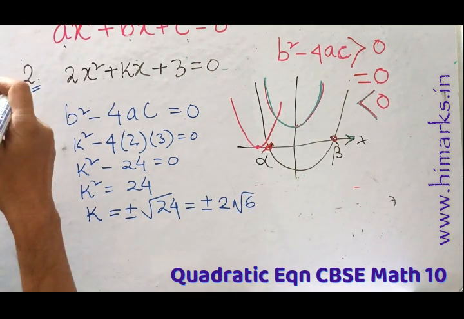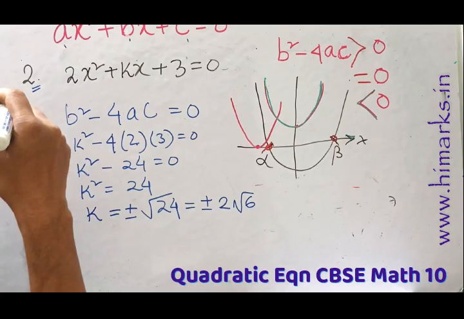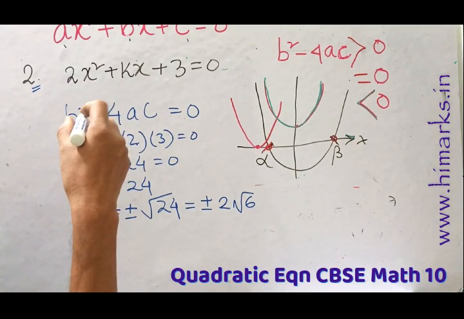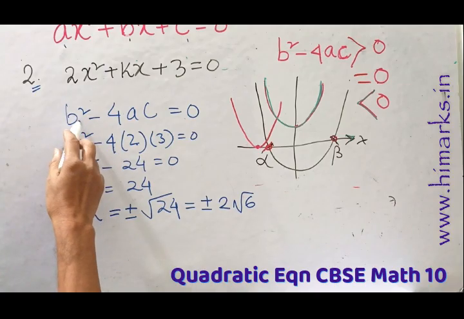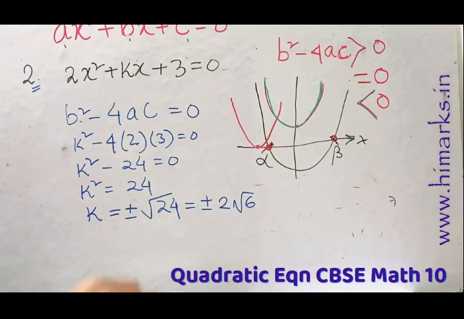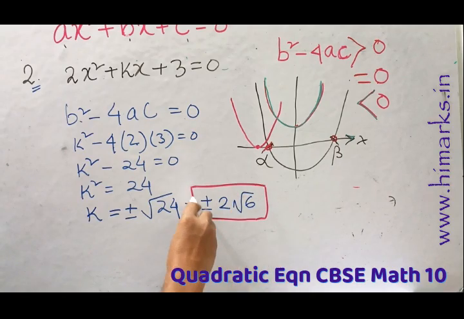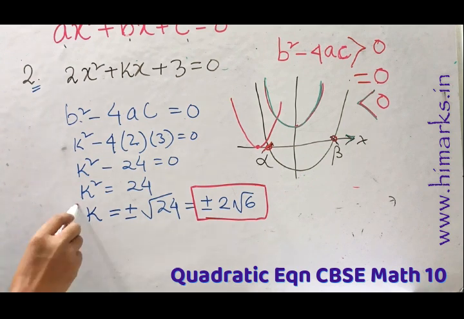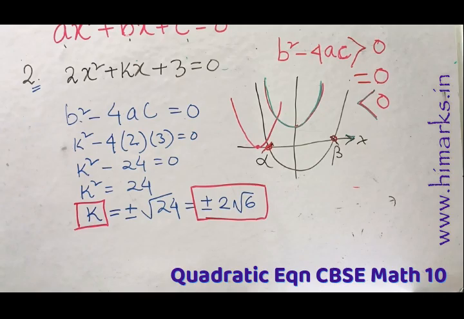Okay, so for the value of k equal to plus minus 2 root 6, if it is that, then our discriminant will be 0 and we will get two equal roots. So for the value of k equal to plus minus 2 root 6, this is the answer. For that, we will get two equal roots.